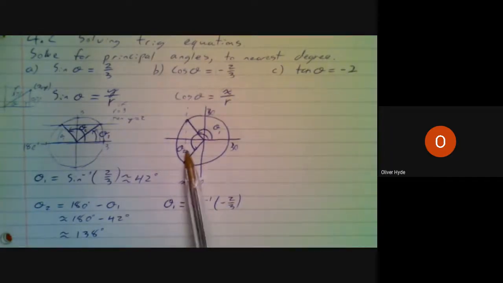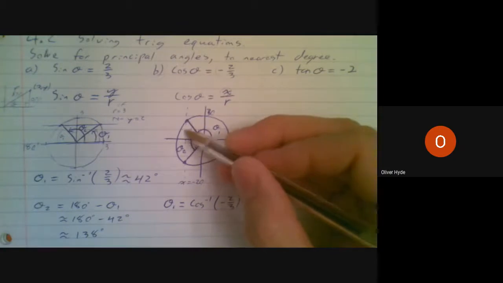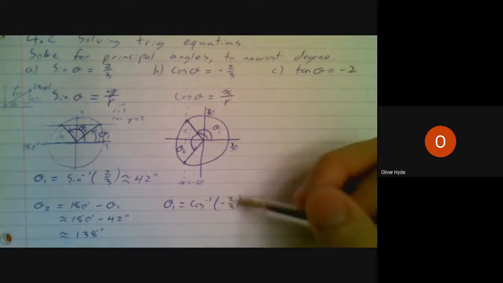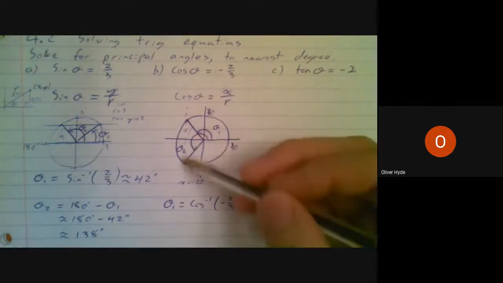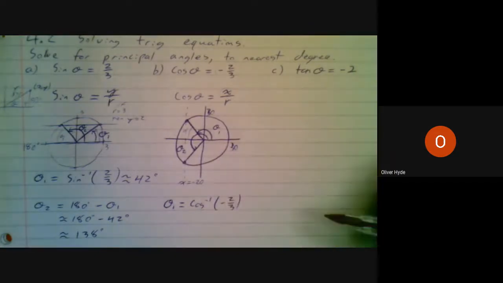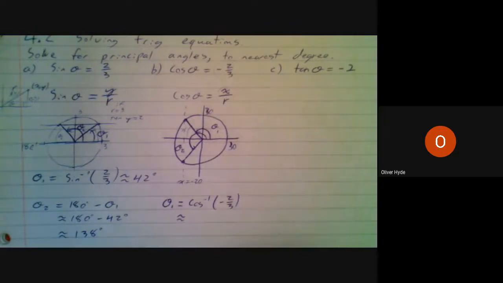Now, figuring out theta 2 in the general case here is a little bit trickier. I don't know if it's really in our best interest. I could say that my related acute angle alpha is going to be the supplement of whatever this is. That's going to be 180 degrees minus the inverse cosine of negative 2/3. And then theta 2 is going to be 180 degrees plus whatever that related acute angle is. Let's just figure it out numerically. It's a lot easier to follow.